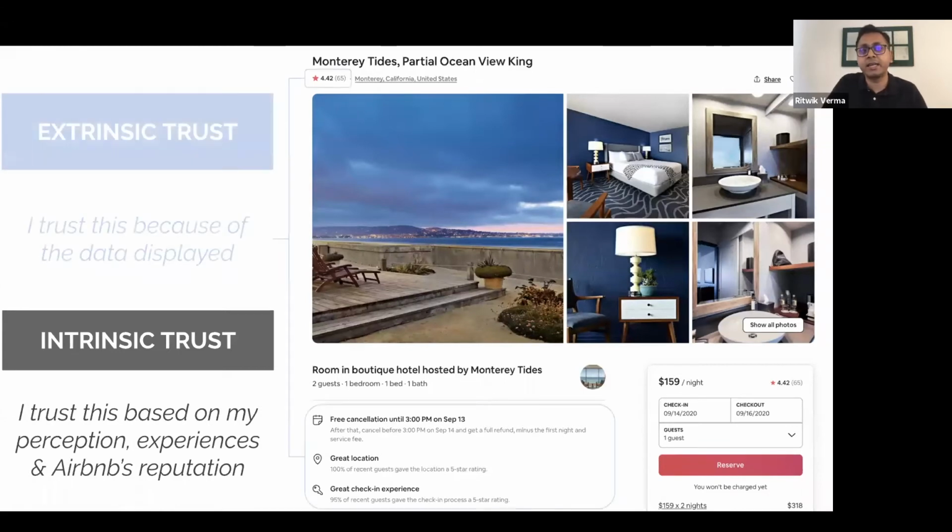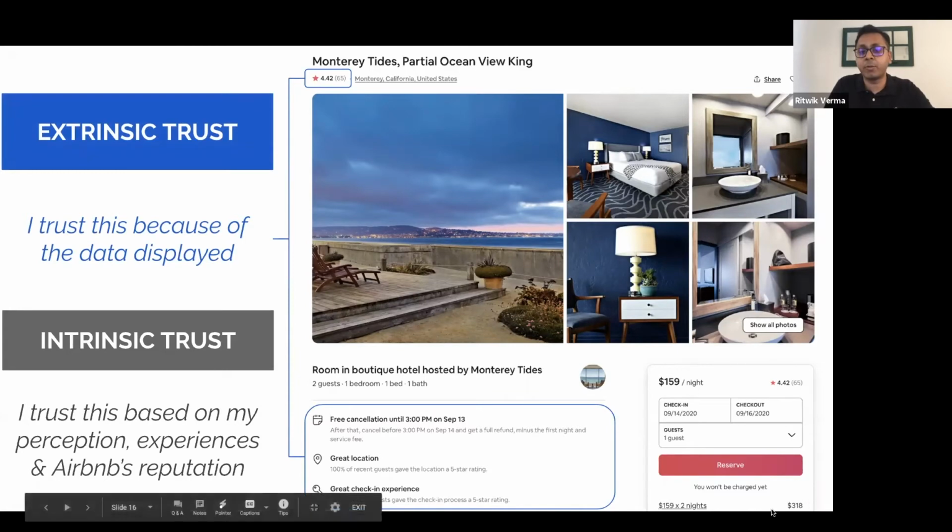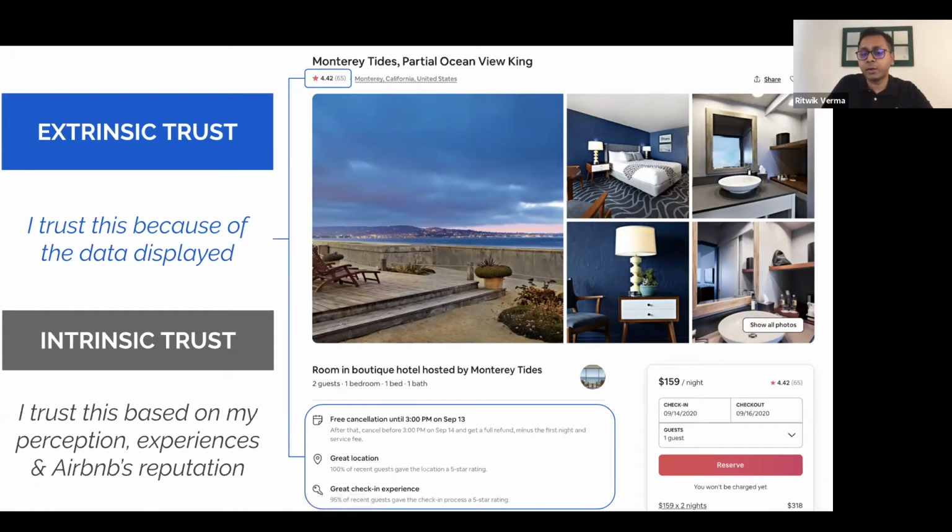And for that, I need extrinsic trust signals, which is displayed here in the form of cancellation policy. There are ratings and reviews, such as great location given by guests who have stayed here and great check-in experience. I also have a 5-star rating, 4.42 out of 5, which tells me that this listing has a specific rating given by the guests who have stayed here.